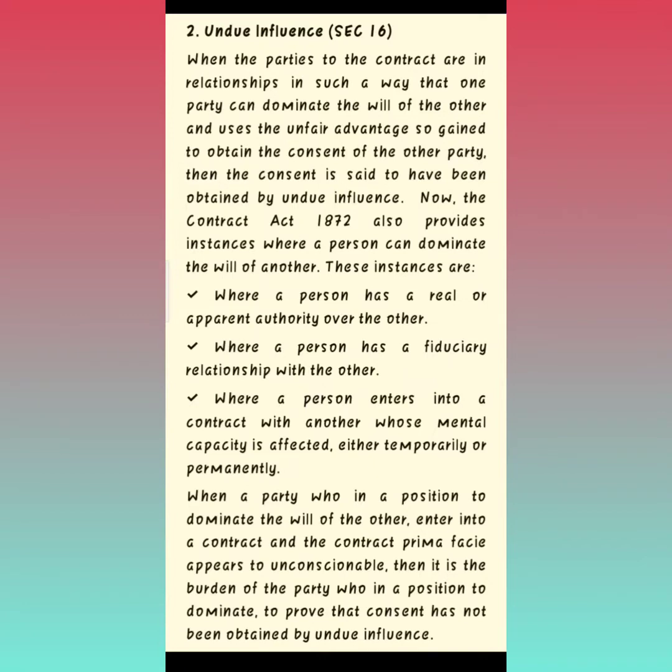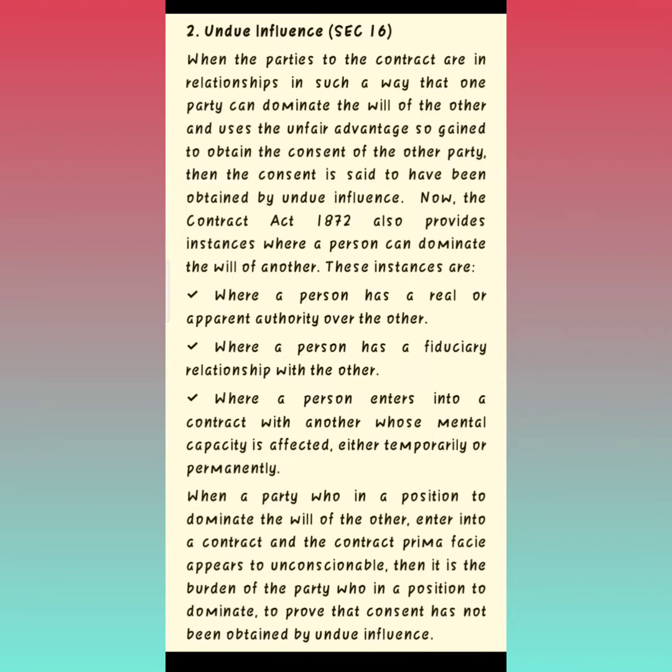As per Section 16 of the Indian Contract Act, when the parties to a contract are in relationships in such a way that one party can dominate the will of the other and uses the unfair advantage so gained to obtain the consent of the other party, then the consent is said to have been obtained by undue influence. So, students, we see basically there are two major requirements under this section.